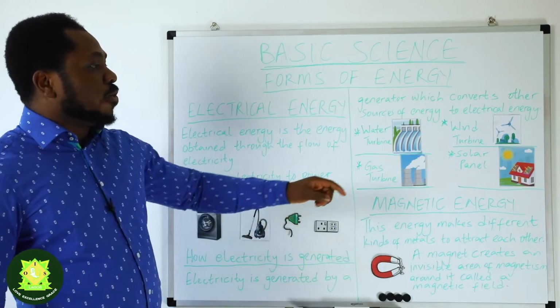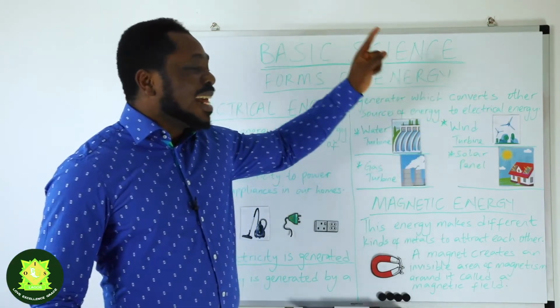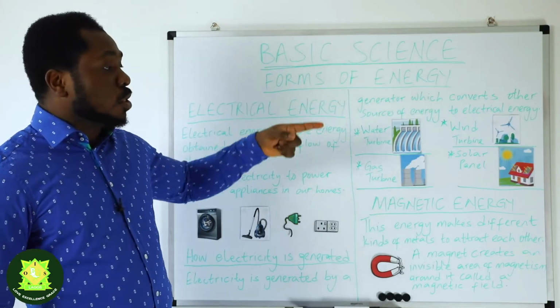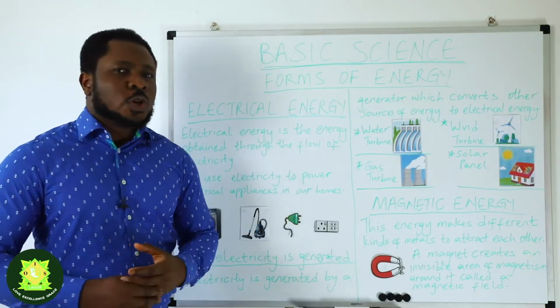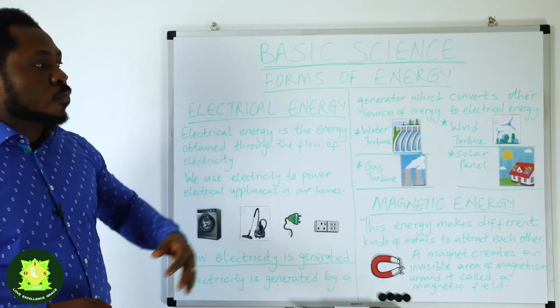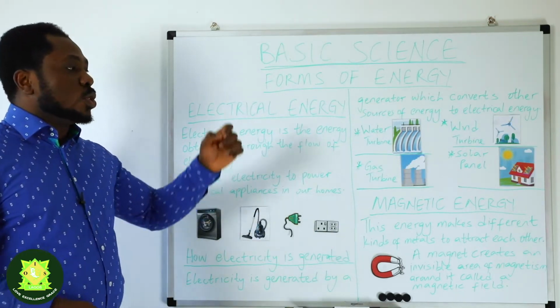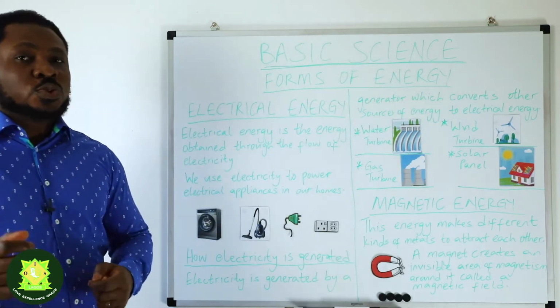We've also got what we call the solar panel. The solar panel converts light energy from the sun and converts it to electrical energy. If you look around your community, you might see one or two people that have got solar panels on the roof of their house. So the solar panel converts light energy from the sun to electrical energy.